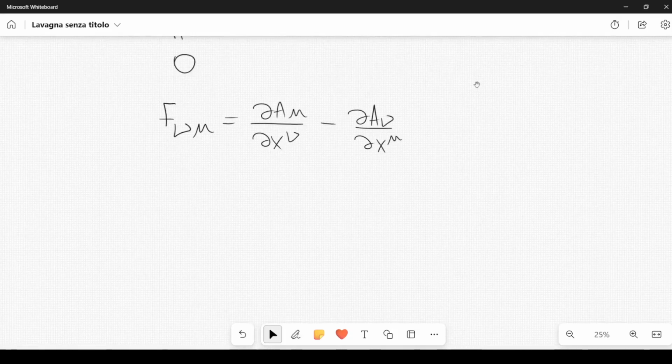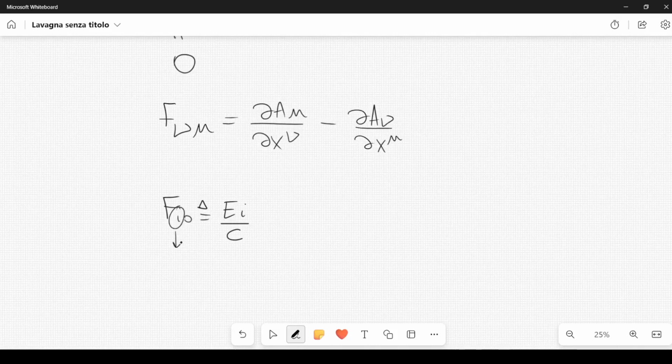And now we can define F_i0 to be equal, by definition, to the ith component of the electric field divided by the speed of light, for i equal to 1, 2, and 3. So if you set i equal to 0, it's trivial because F_00 should be 0, since F_νμ is anti-symmetric. You can also see that from here: if μ is equal to ν, these two terms will amount to 0.